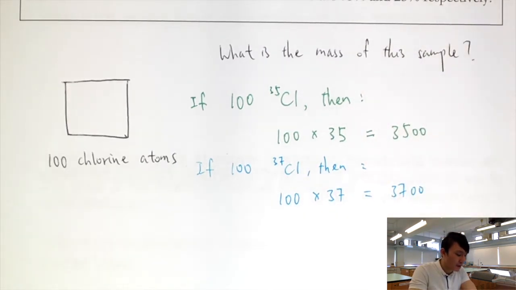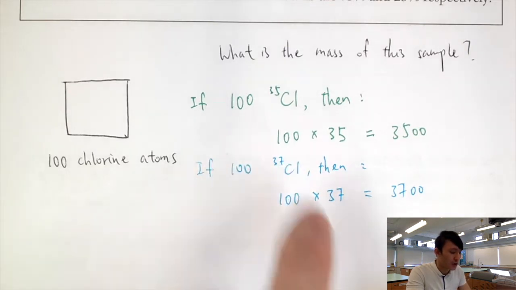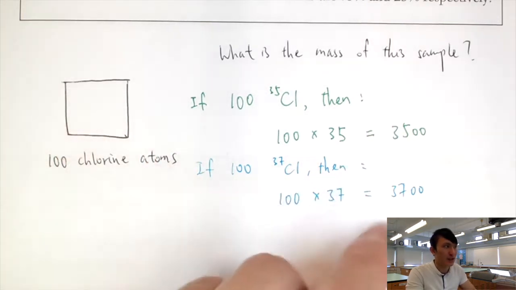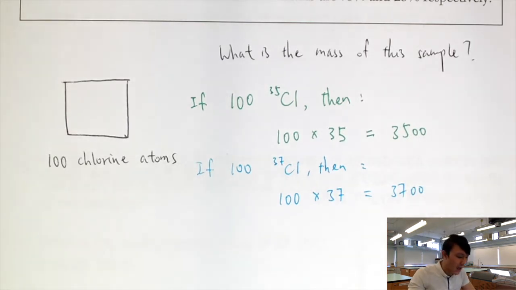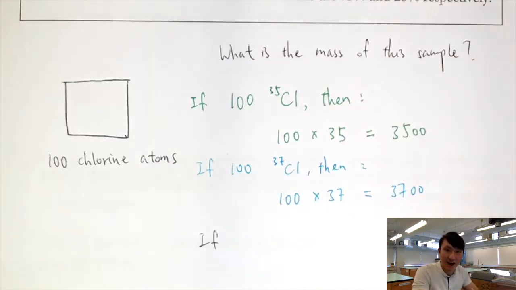But in reality, you will expect to have a mixture of the two isotopes. That means the total mass of the sample should be in between 3,500 and 3,700, right? So what should the mass be then? Some of you may suggest, how about we do 50-50? Maybe half of them each, so we are taking the average.